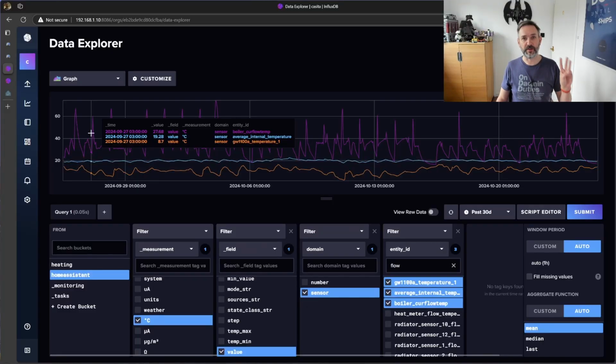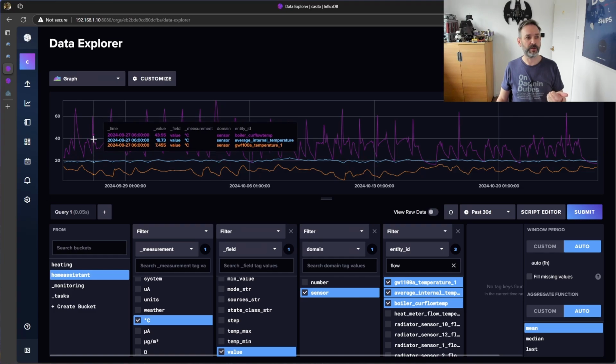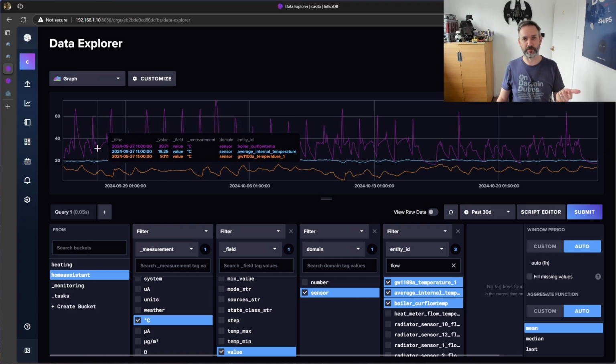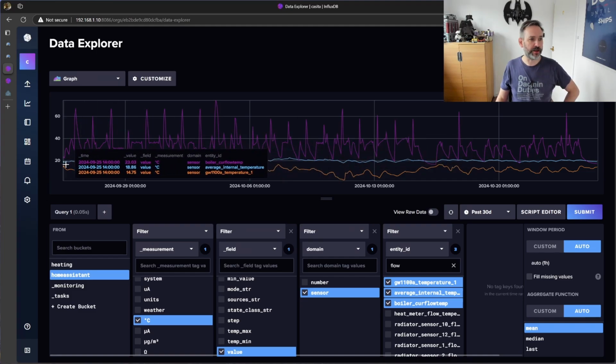So let's hop over to the InfluxDB Data Explorer, and we're going to look at two different time periods. So on this graph here, we have three different measurements. We have the boiler's flow temperature, we have the average internal temperature of the house, and we have the external temperature. Now the blue line represents the average internal temperature, and as you can see, that stays pretty much around 20. It fluctuates up and down a little, but it's pretty much been at 20 for the past 30 days, which you can see here.